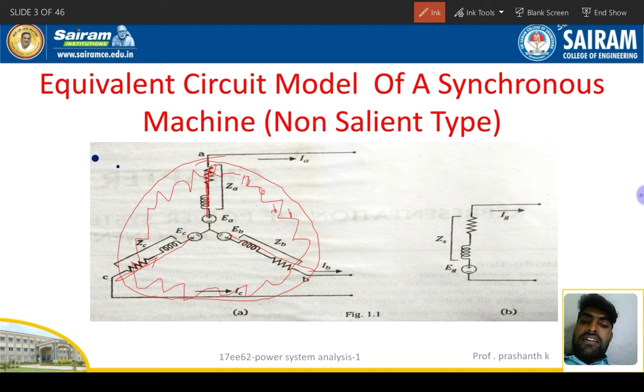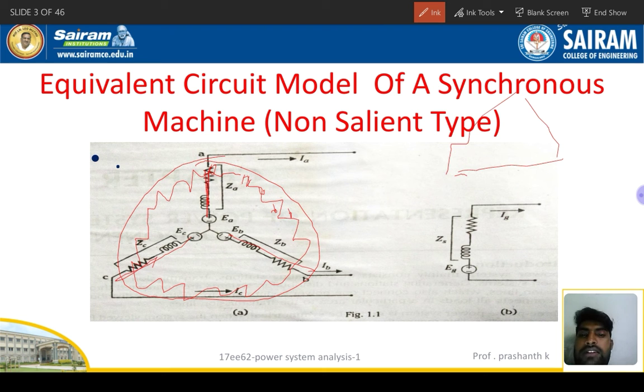In star we have IL equal to I phase, but you will not get IL equal to root 3 I phase, which is for delta, right? It looks like a star structure, that's why it is called a star. Keep it in your mind. If it is delta, you can draw like this, and it should look like a delta connection, right?